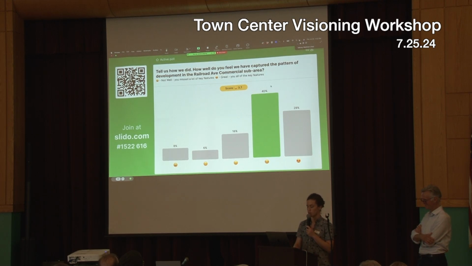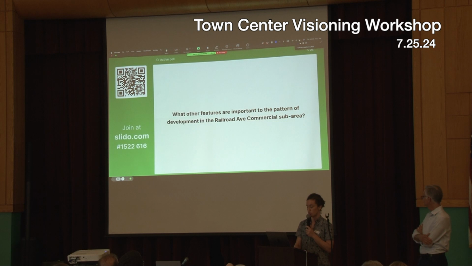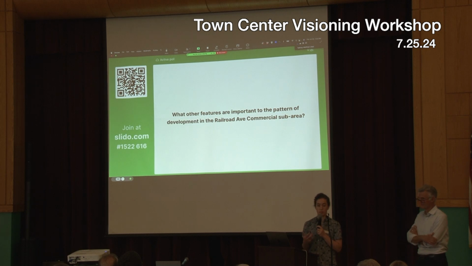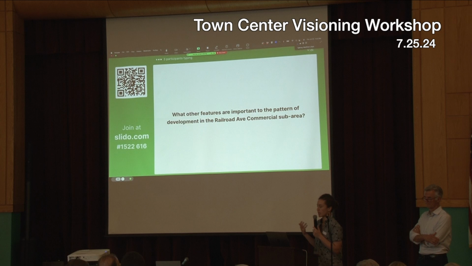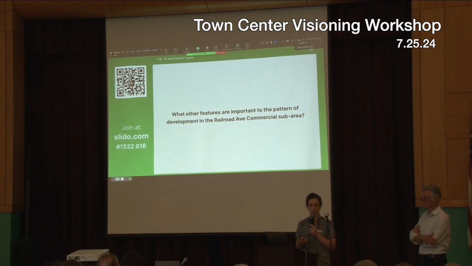With that in mind, I'm going to move on to the next one, which is to understand how we can close that gap. What else are we missing that is important about this part of your town center? In the second part of the meeting, we'll talk through this in a more flexible way, but we wanted to get a first start. If anything comes to mind immediately, you can type it in.